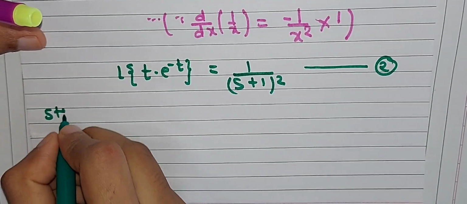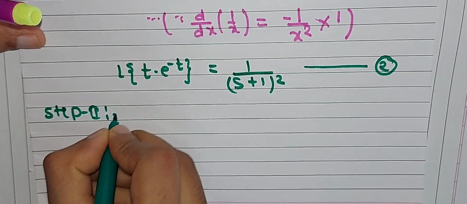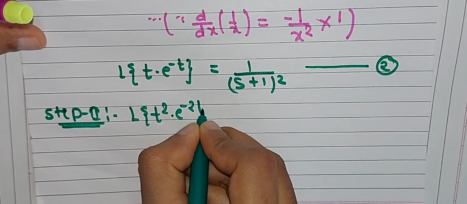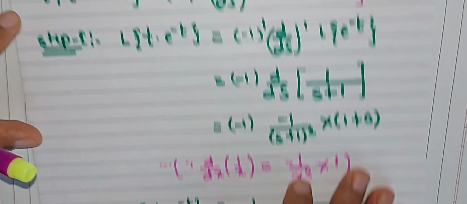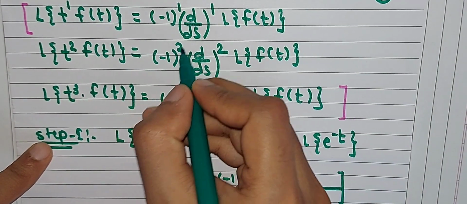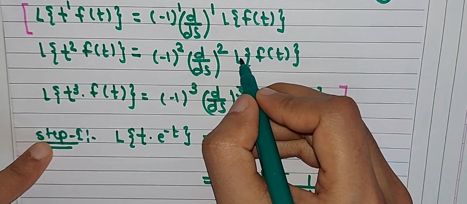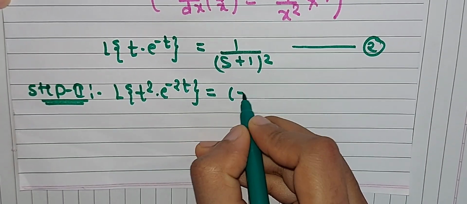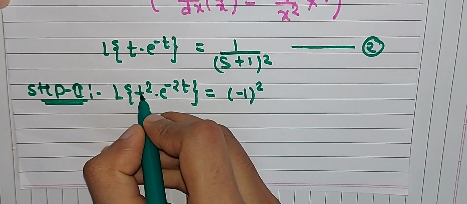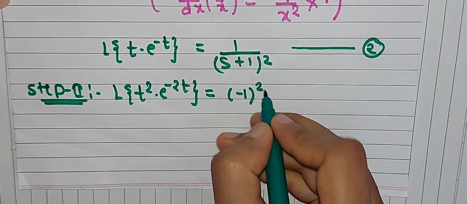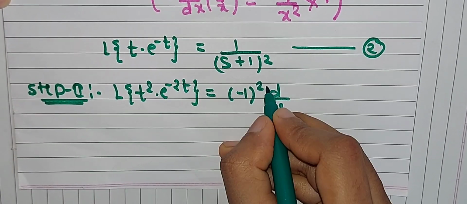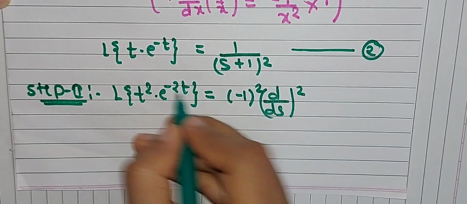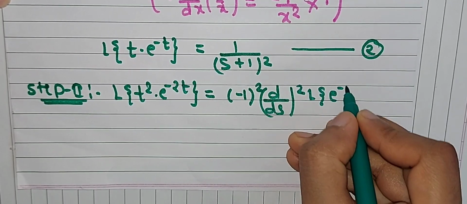Okay, so my step number 2 will be Laplace of t square into e raised to minus 2t. For that purpose we will use this formula, that is minus 1 square d by ds raised to 2, and apply Laplace on the function f of t. So with the help of that formula we can solve this as minus 1 raised to 2, because t has a power 2, again d by ds raised to 2 because t has a power 2, and apply Laplace on this term, that is Laplace of e raised to minus 2t.